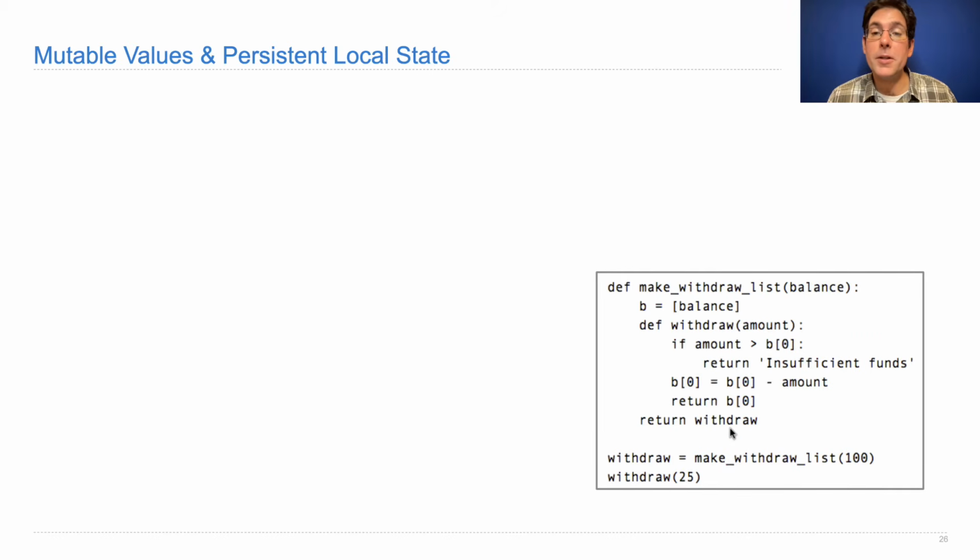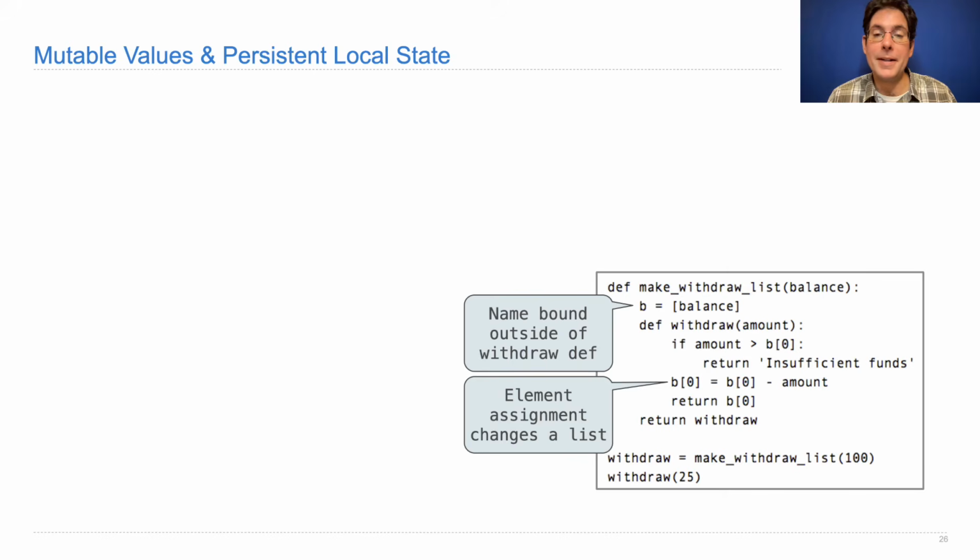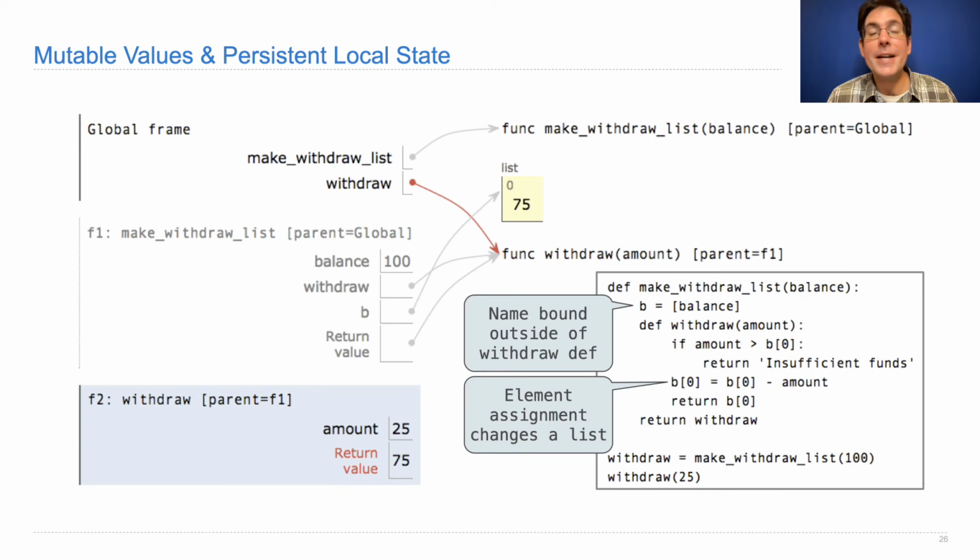MakeWithdrawList returns the withdraw function, whose parent frame is the makeWithdrawList frame, which has a B referring to a mutable list containing the updated balance, which was originally the balance passed in, but later will be reduced by the amount that was withdrawn. If I call withdraw twice, I'll always use the new value for B0, which was updated from the previous call. So here the name is bound outside of the withdraw def, but element assignment changes the list by referring to that name, and you get an environment diagram that looks like this.